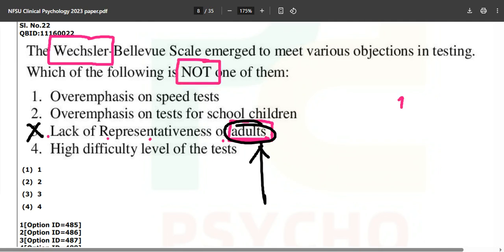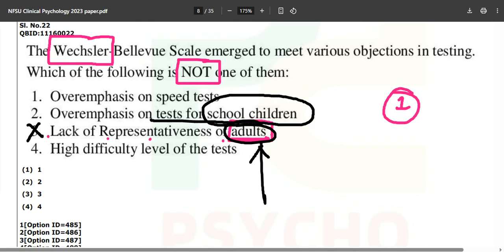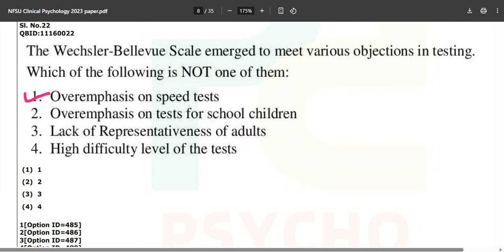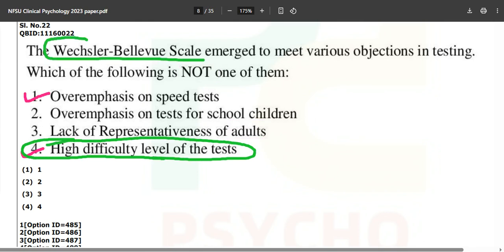So out of these, one is going to be an absolutely absurd topic. Now overemphasis on test for school children, obviously that is the same reason. So second and third are correct. Now you are confused between overemphasis on speed test and high difficulty level of the test. And why did it come up? Because of option number 4, high difficulty level of the test. This was included. Okay, so why did the Wechsler-Bellevue scale emerge? 1, 2, 3, because the question is asking you not one of them.